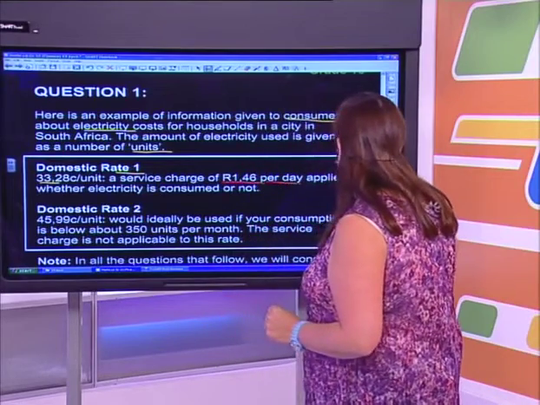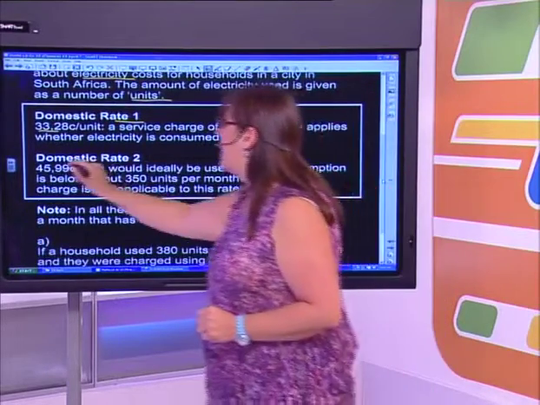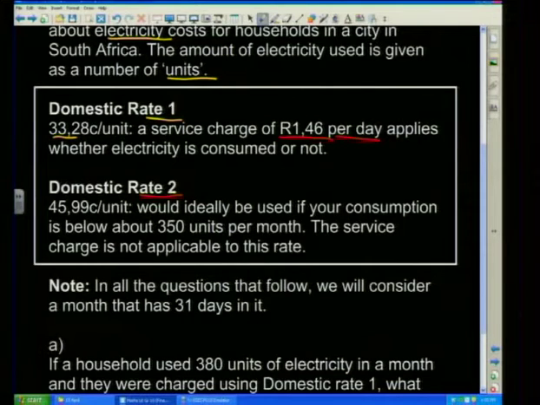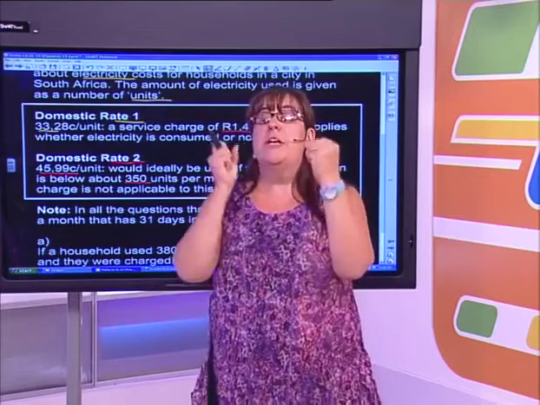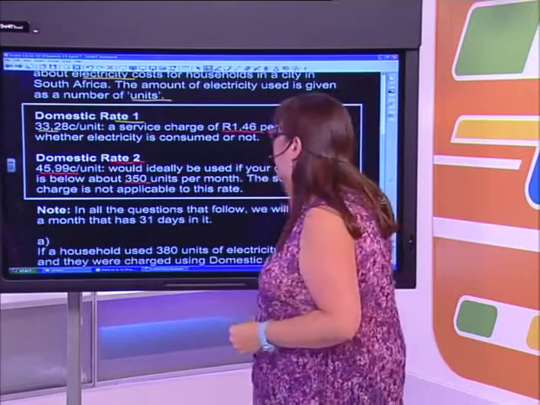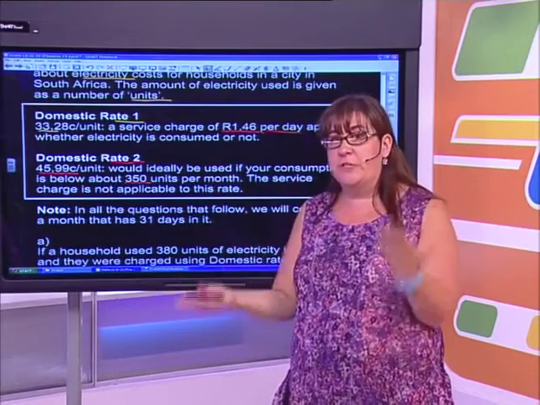And then we compare it to our second one. Let's move down a little bit. Right, our domestic rate 2 is charging 45.99 cents, which is a little bit higher than domestic rate 1, still per unit. That would ideally be used if your consumption is below 350 units per month. The service charge is not applicable to this rate. There is no service charge. So you are paying a higher amount per unit, but you are not paying this daily rate. So those are the differences between the two.